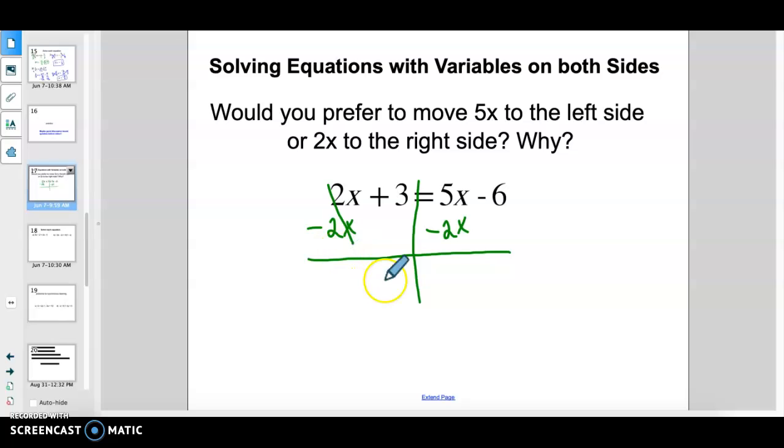So 2 minus 2 is 0. We're left with 3 on the left side. 5x minus 2x is 3x. So the x's stay the same, just like when we combine like terms. The variables don't change, you're just changing the numbers in front of them.